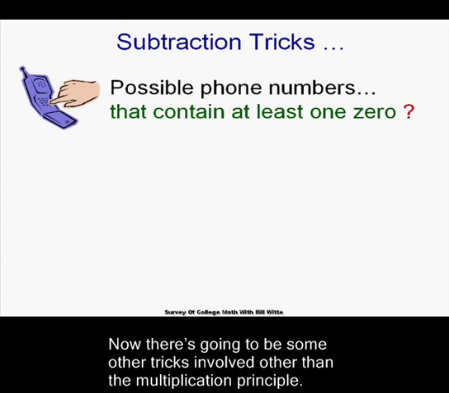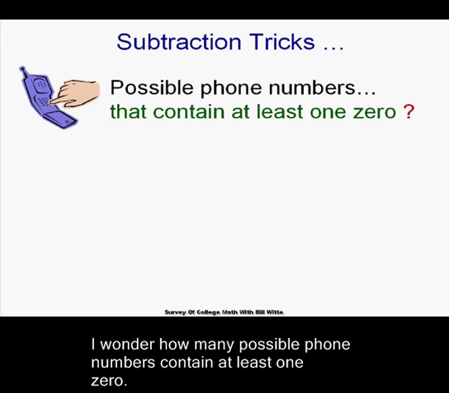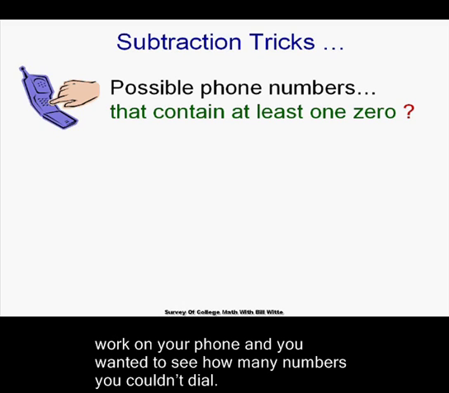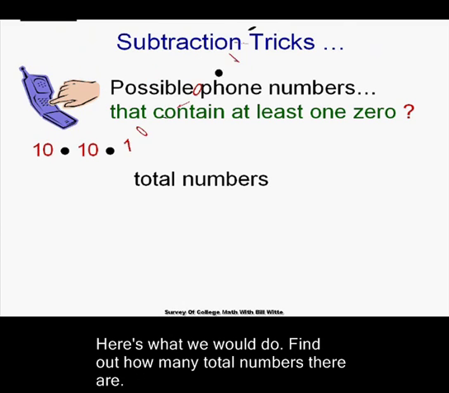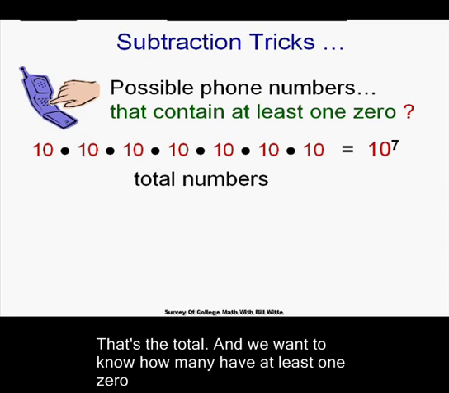Okay, now there's going to be some other tricks involved besides the multiplication principle. Okay? I wonder how many possible phone numbers contain at least 1 0. Okay, suppose your 0 button didn't work on your phone and you wanted to know if it was going to be okay. Well, here's what we do. Find out how many total numbers there are. Okay, 7 digits, and 10 possibilities for each one. 10 times 10 times 10 all the way out to 10 to the 7th. That's the total. And we want to know how many have at least one zero.